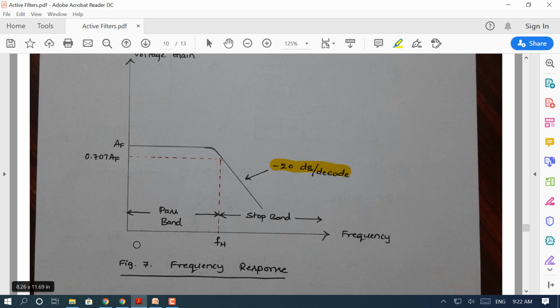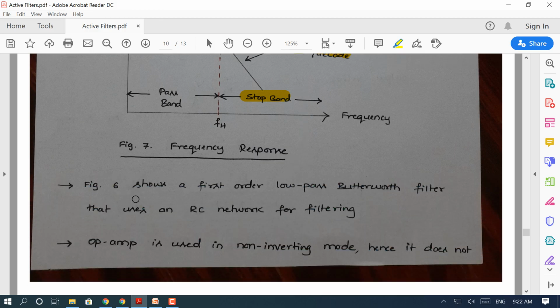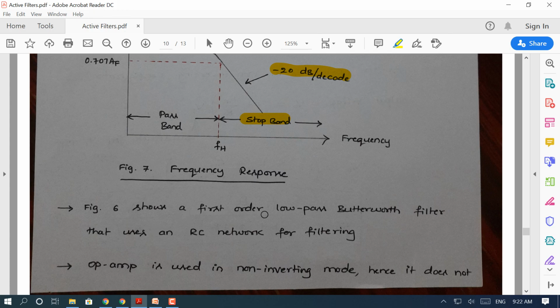Pass band exists from 0 to FH, so bandwidth is also FH. The signal frequencies within this range are passed, therefore it is called a pass band. Frequencies above FH are attenuated, so that represents a stop band. Okay, so the explanation is as shown here. Figure 7 in this case shows the first order low pass Butterworth filter. Figure 6 shows the circuit diagram for the first order low pass Butterworth filter that uses an RC network. The resistance and capacitor combination forms the active filter along with the op amp, of course. The op amp is used in non-inverting mode.